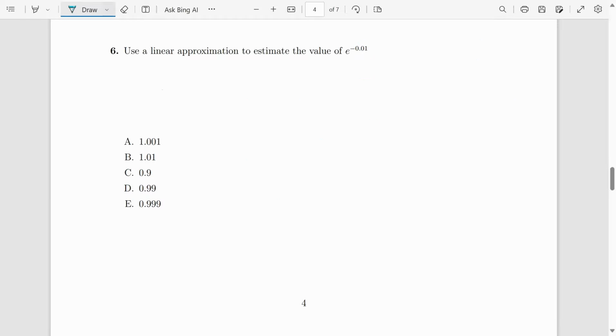Question 6. Use a linear approximation to estimate the value of e to the power of negative 0.01. So for linear approximation problems, we've got a great formula that we use for this. It is f of x is approximately equal to f of a plus f prime of a times x minus a.